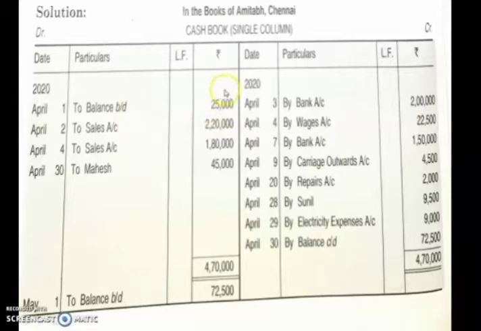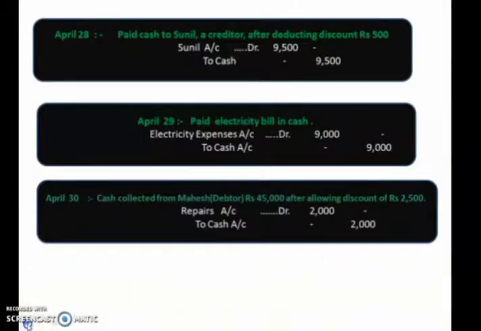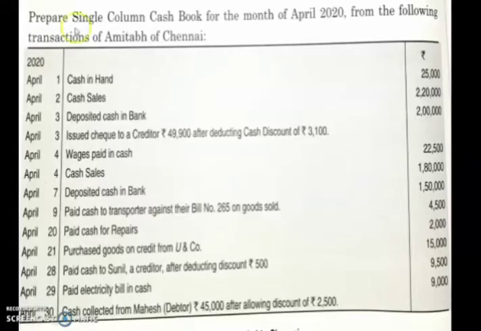April 1, to balance brought down. How much is the amount? 25,000 is the amount which was there in the last month. So now you are bringing it down in the month of April 1st. Now this is the entry which you made, cash in hand, that cash is there with you, it's 25,000. Now the next transaction is April 2.